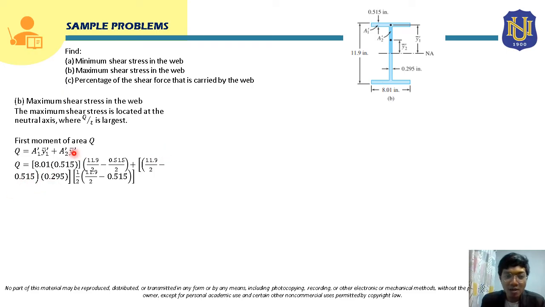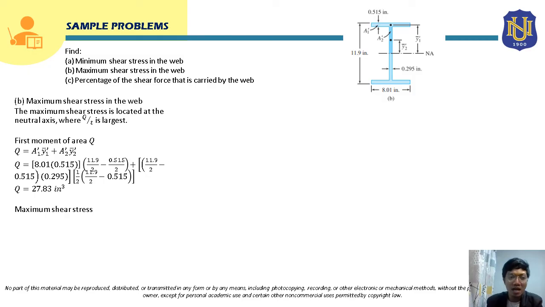Now, for the Y bar sub 2 prime, the distance of its centroid to the neutral axis: this is the same as earlier, 11.9 over 2 minus 0.515. You just halve that. That will be the y sub 2 bar prime, which is one-half of this height. Okay, so solving for Q, class, it will be 27.83 inches cubed.